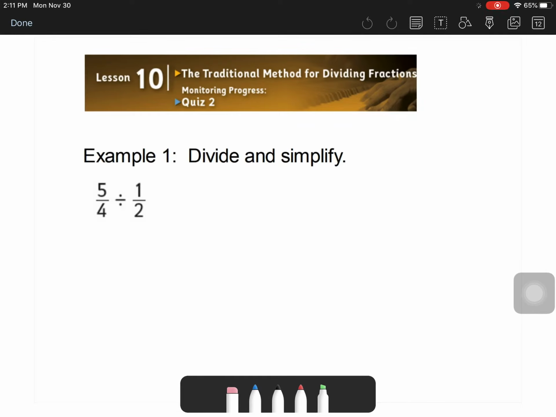Hey, Transmath class, we are going to continue on with some dividing of fractions, and this is going to be a shorter section. I'll just have a few examples. So it says divide and simplify.